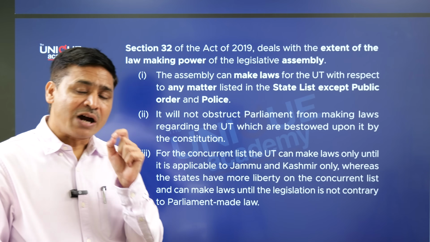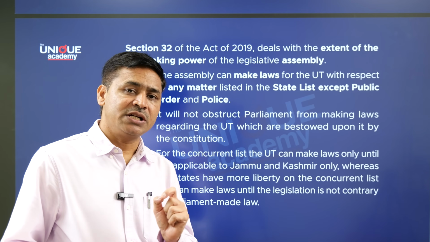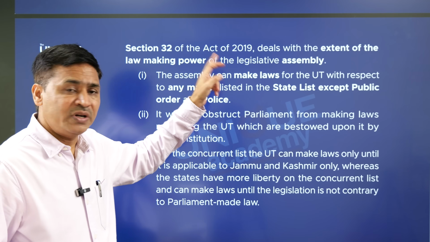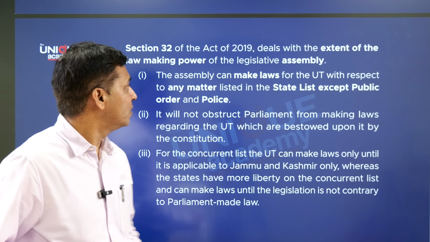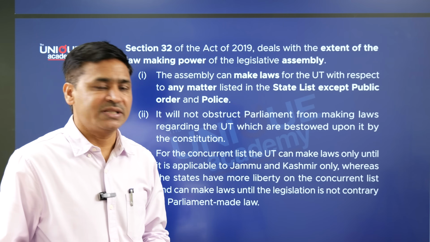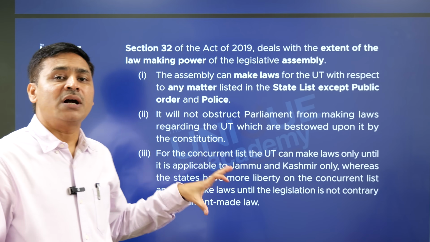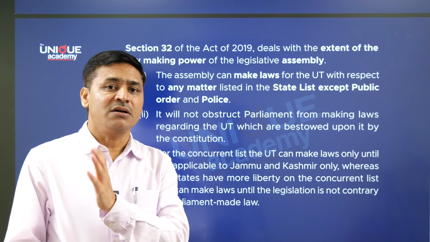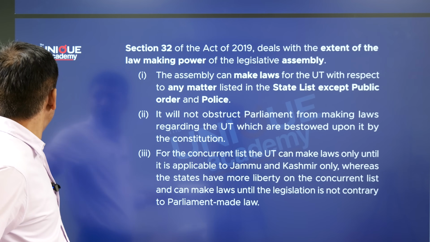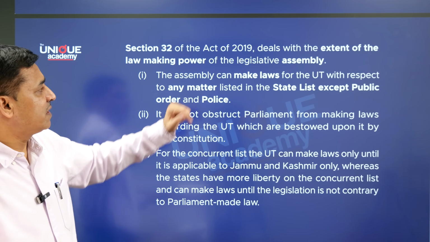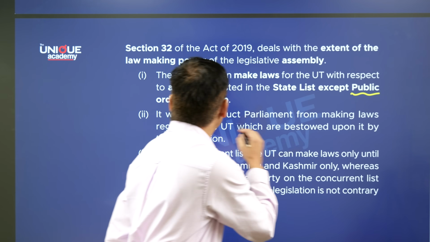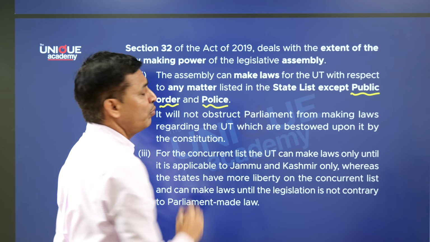Now, as far as the powers which are enjoyed by the state legislative assembly is concerned, section 32 of the Act of 2019 pertaining the reorganization of Jammu and Kashmir deals with the extent of law-making power of the legislative assembly. And this part deals with the second part of the question, one by one. The assembly can make laws for the UT with respect to any matter listed in state list, but there are 2 exceptions, and let us underline those exceptions: public order and the police.